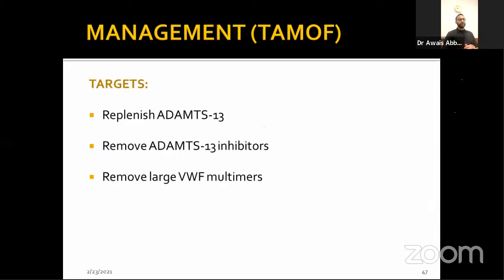The management of TAMOF. There are three target strategies for management. Number one, we have to replenish ADAMTS13, which is decreased in the pathophysiology. Number two, we have to remove ADAMTS13 inhibitors, which are one of the causes of decreased ADAMTS13 levels. And number three, we have to remove the large von Willebrand factor multimers that are in the circulation because of the decreased level of ADAMTS13.